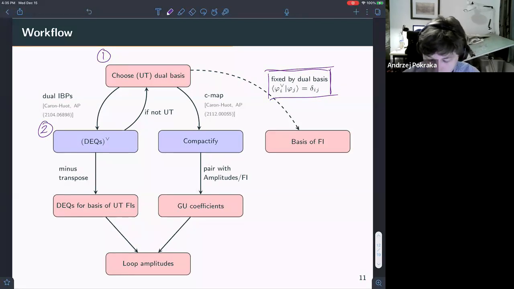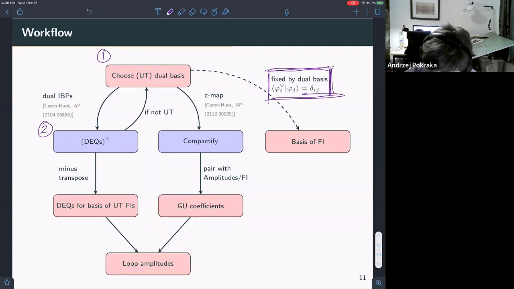And once we have a canonical differential equation, this orthogonality condition guarantees that the differential equation for this basis of Feynman integrals is simply the minus transpose of the dual differential equation. So then we can integrate the minus transpose of this dual differential equation to get the integrals in our basis and use that to compute loop amplitudes.